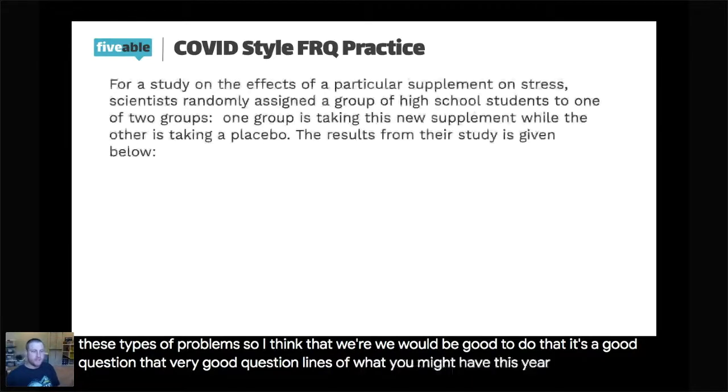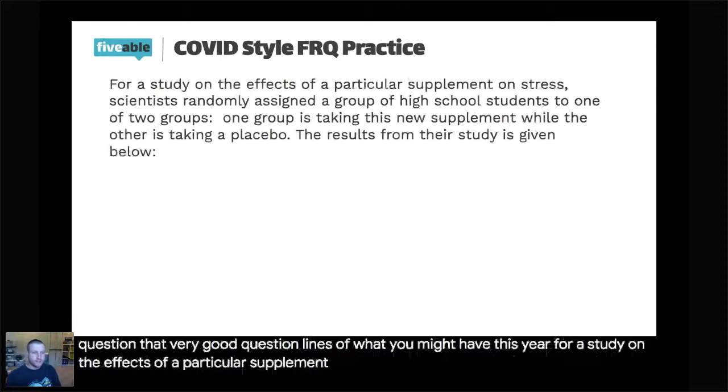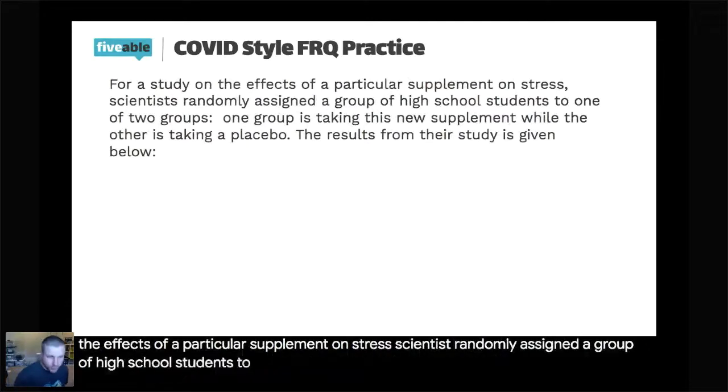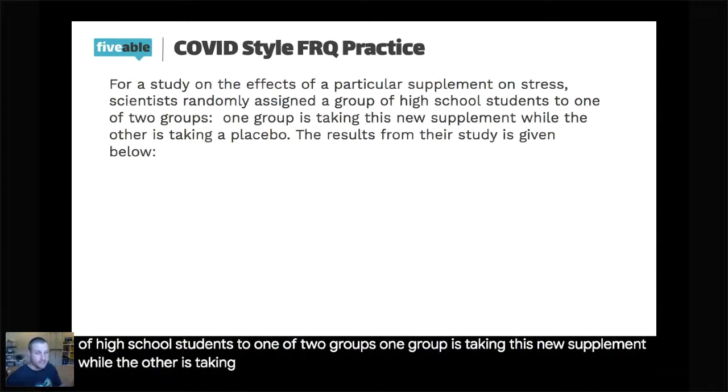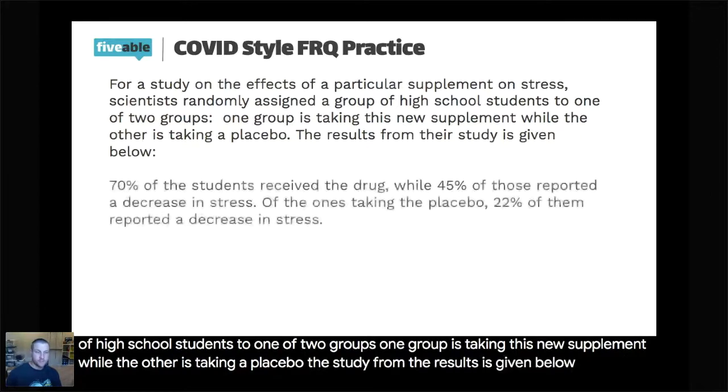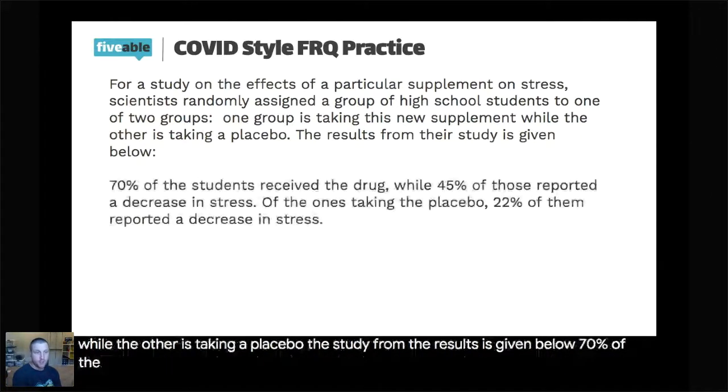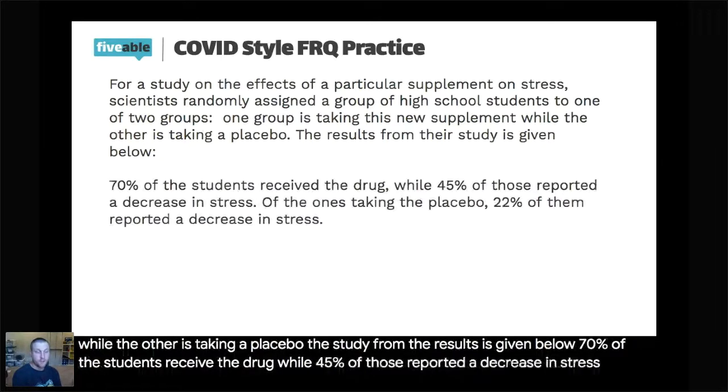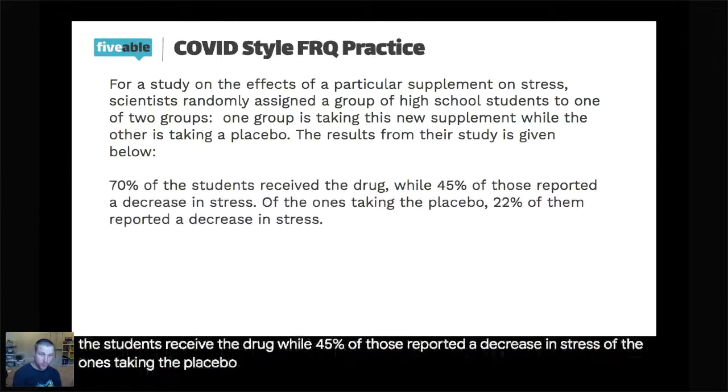For a study on the effects of a particular supplement on stress, scientists randomly assigned a group of high school students to one of two groups. One group is taking this new supplement while the other is taking a placebo. The study from their results is given below. 70% of the students received the drug, while 45% of those reported a decrease in stress. Of the ones taking the placebo, 22% of them reported a decrease in stress.